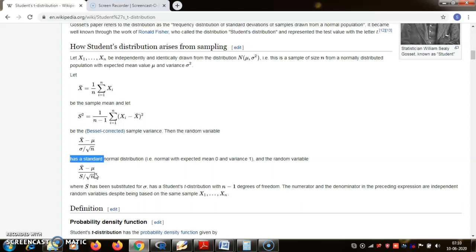But the main point is that the student t distribution became famous because it is the sampling distribution of the test statistic for testing mu equal to mu naught against a two-sided alternative when the population variance is not known. So remember, student t distribution is used as a sampling distribution for testing hypotheses regarding the population mean when the variance is not known.